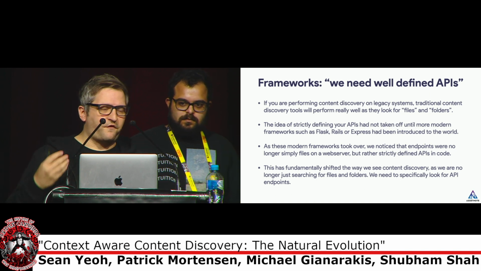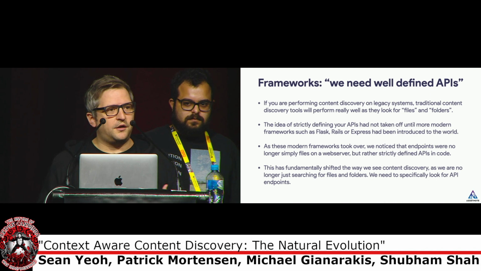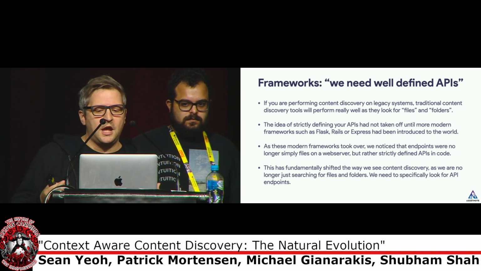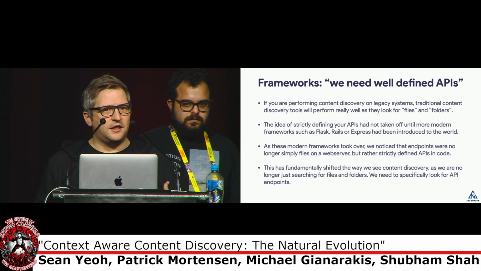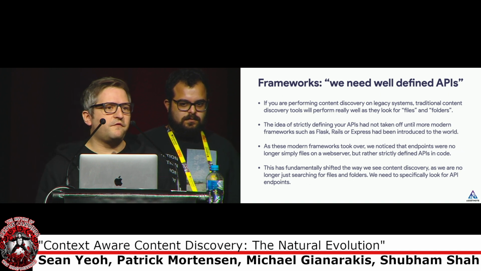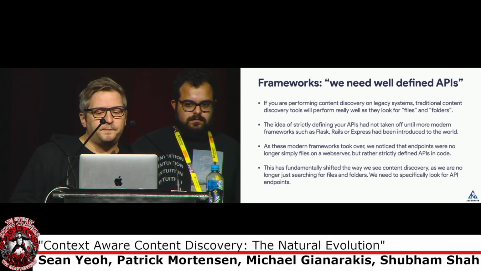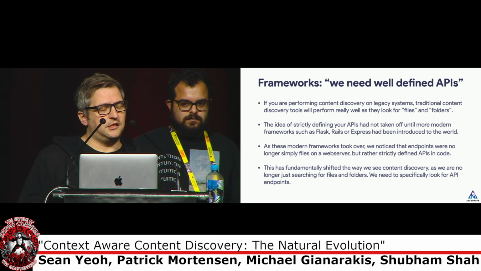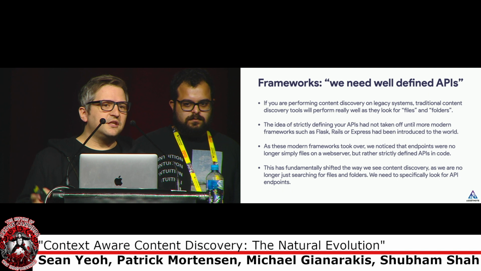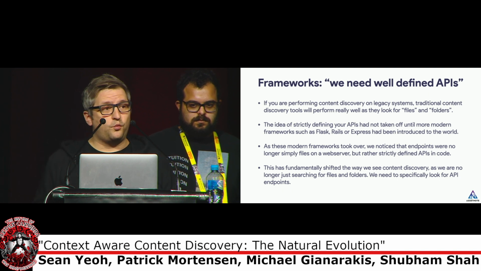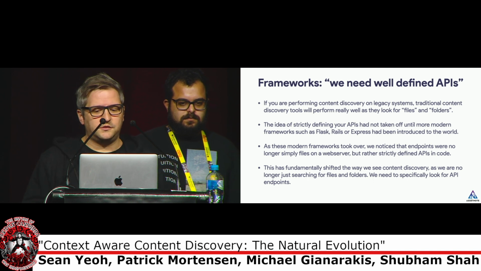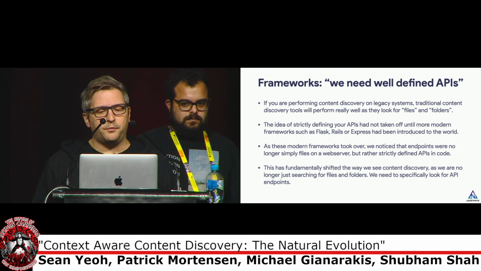But as frameworks such as Flask, Rails, and Express started to become more commonplace and took over, it's not really the way that things are structured now. So when modern frameworks became more prevalent, we noticed that endpoints were no longer just files on the web server, but rather strictly defined APIs in the code of the application. This has fundamentally shifted the way that we see content discovery, as we're no longer just searching for files and folders; we need to specifically look for these API endpoints.